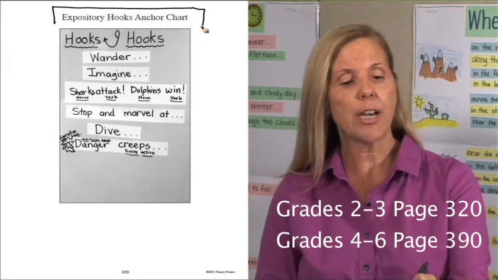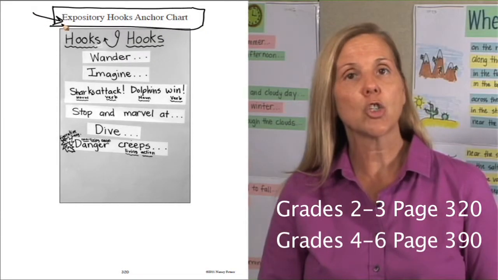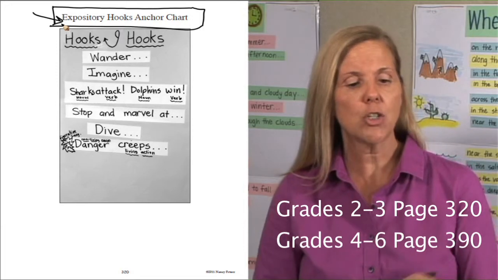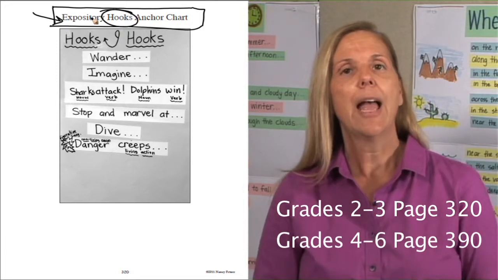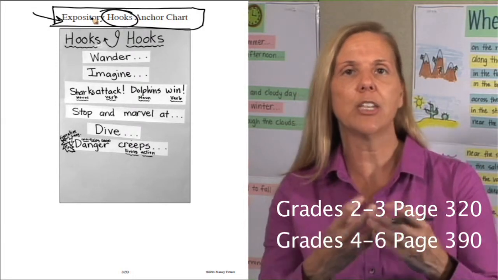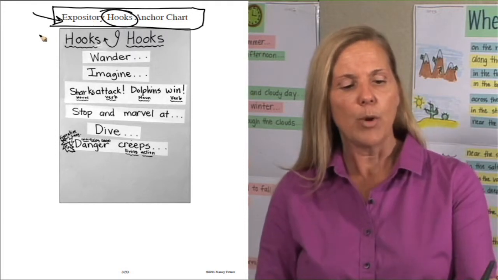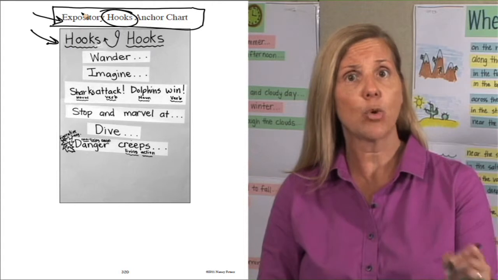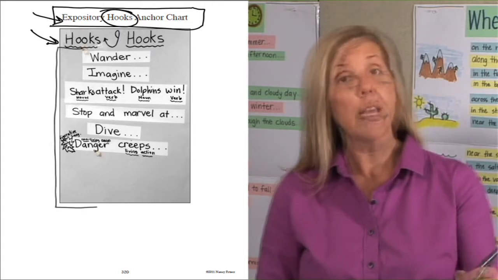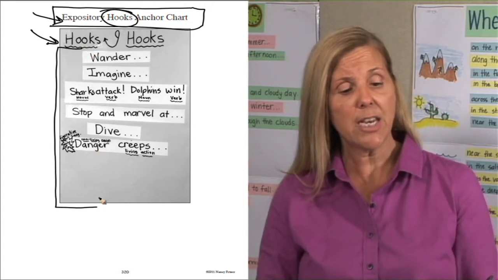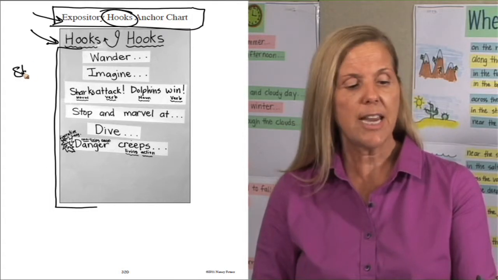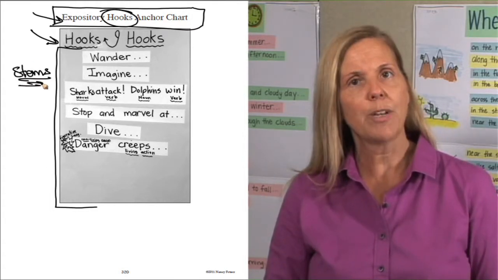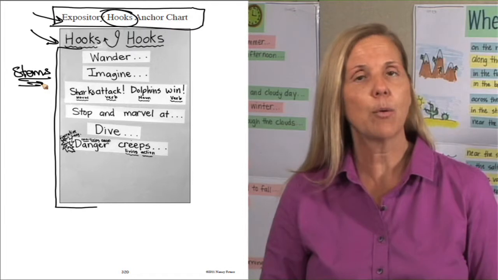We have an anchor chart and the purpose is expository or informative explanatory hooks. How to hook a reader into a story. So we have this organized by hooks for informative explanatory or expository writing. Then what we've done is we have listed out different stems from different informative explanatory texts that we have read.